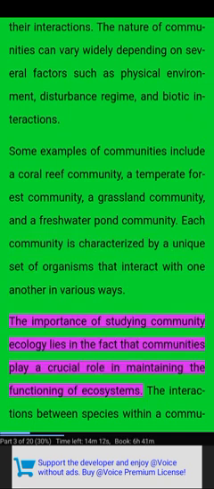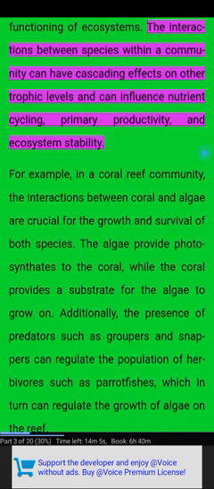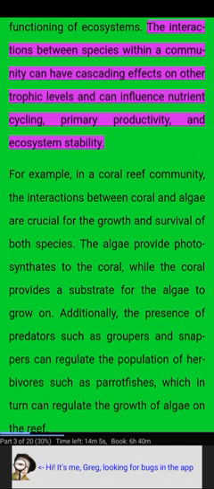The importance of studying community ecology lies in the fact that communities play a crucial role in maintaining the functioning of ecosystems. The interactions between species within a community can have cascading effects on other trophic levels and can influence nutrient cycling, primary productivity, and ecosystem stability.